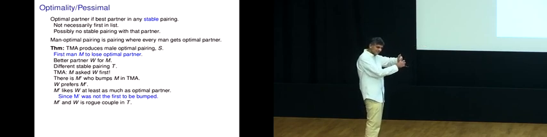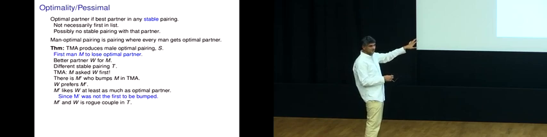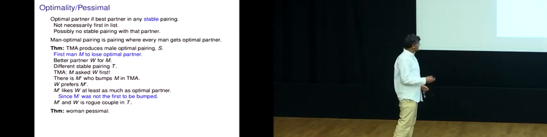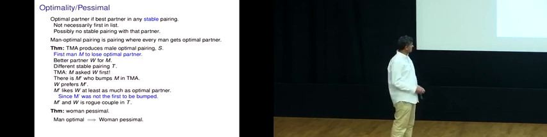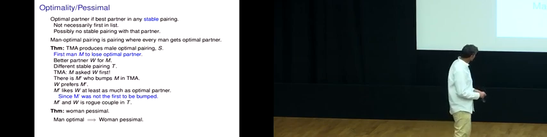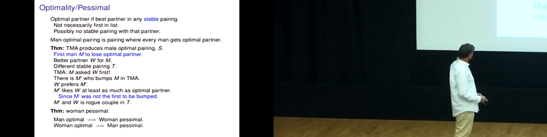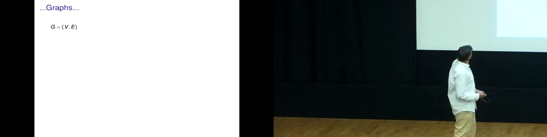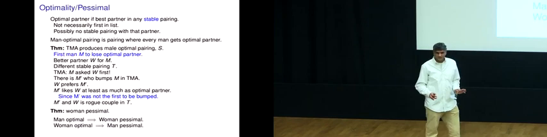There's this argument, short but subtle, that you really need to understand what all the symbols mean. Okay? And so the theorem is women are pessimal. Man optimal means if it's good for men, it's bad for women in this case, unfortunately. And vice versa. Okay, so questions?